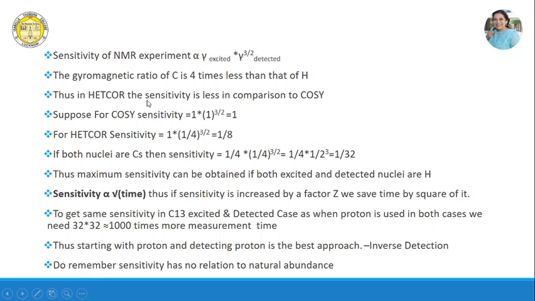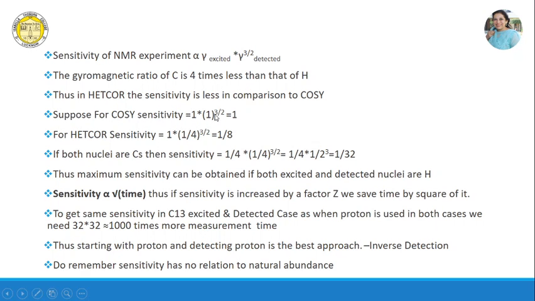Thus, in HETCOR the sensitivity is less in comparison to COSY, because in COSY, on the F1 axis and F2 axis, we have PMR, but in HETCOR, though we have proton NMR on the F1 axis, on the F2 axis we have C13. So for COSY sensitivity, we will say 1 into 1 to the power of 3 by 2, because in COSY the excited nucleus is proton, so 1 we have taken, and the detected nucleus is also proton, so another 1.